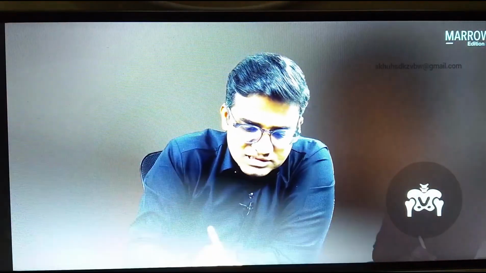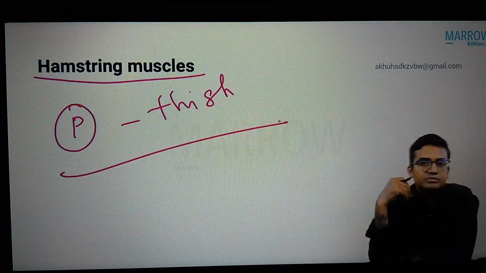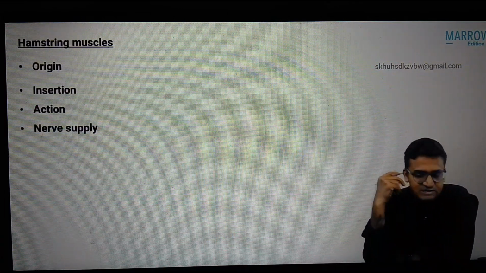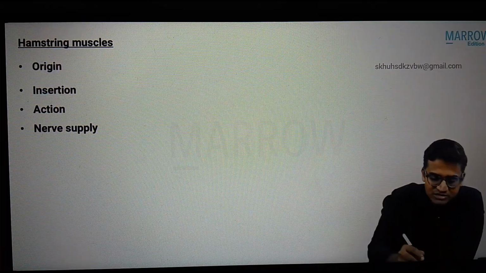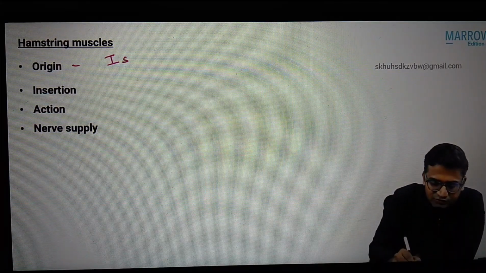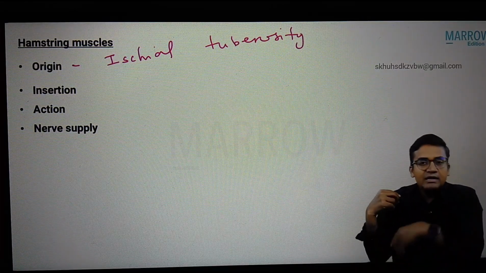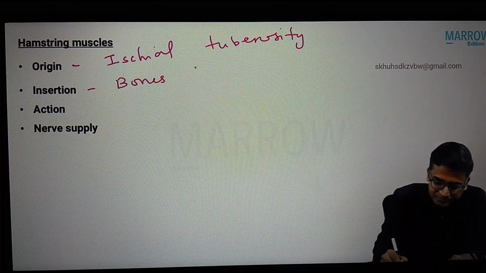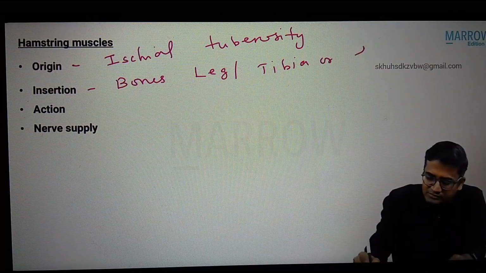Now we're going to start the hamstring muscles. These are the muscles in the posterior part of the thigh, the posterior compartment of the thigh. The hamstring muscles have common properties. They should take origin from the ischial tuberosity, and all the hamstring muscles should insert into the bones of the leg, meaning either the tibia or the fibula.